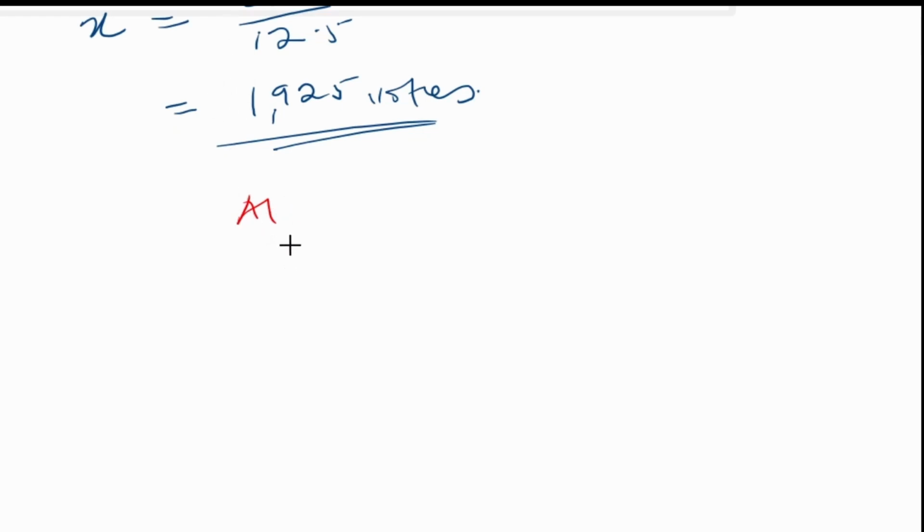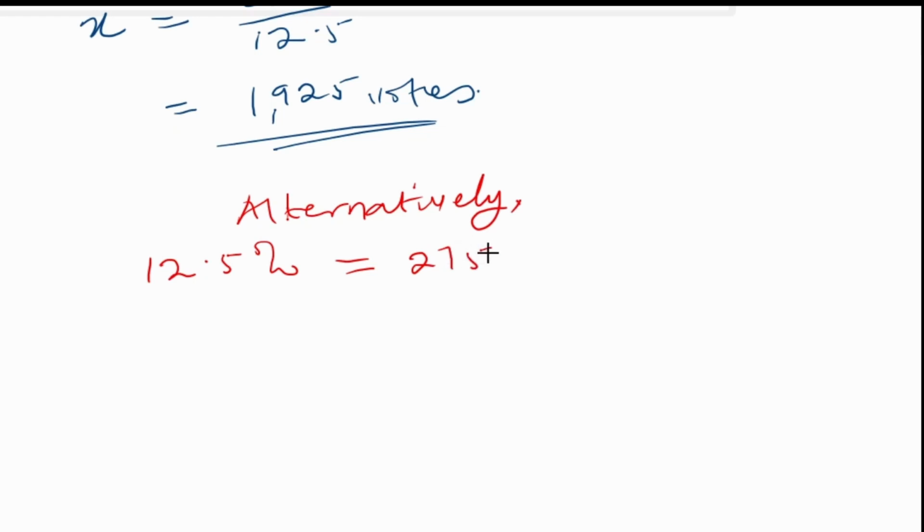Alternatively, we will say that if 12.5% of the vote is 275, then what will the 100%, which is the total vote cast, be? That means that with this one, we are not finding the 87.5%, but rather we are finding the total vote cast. So we'll ask the question again.